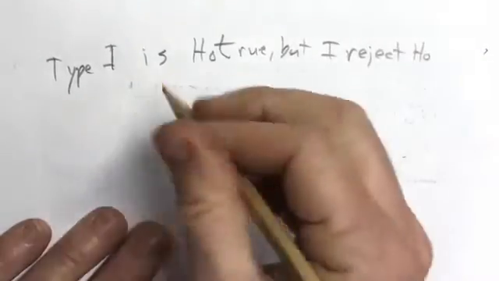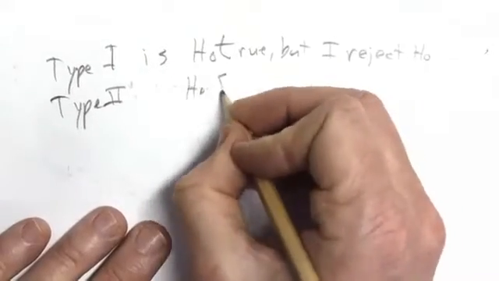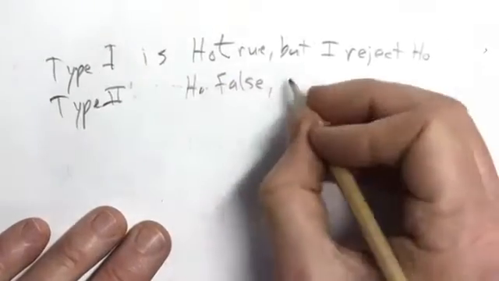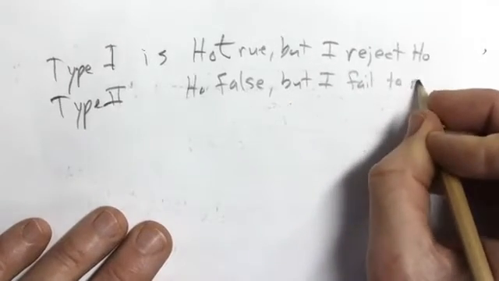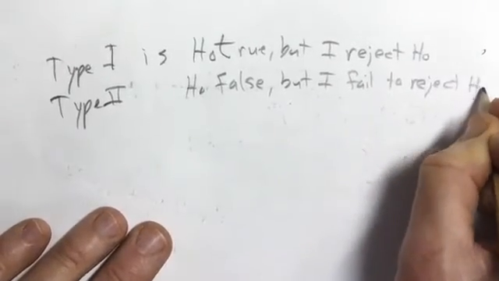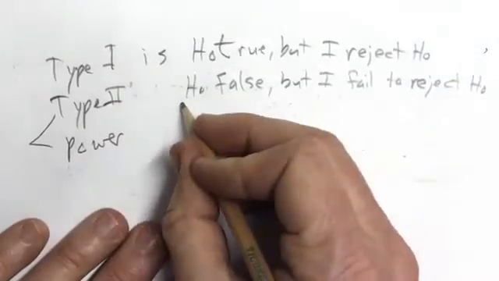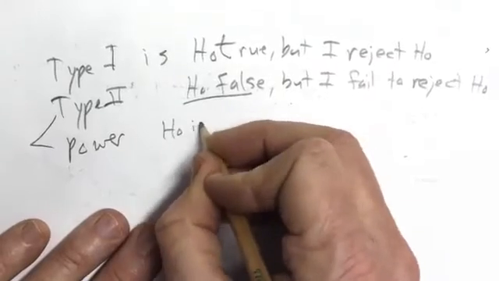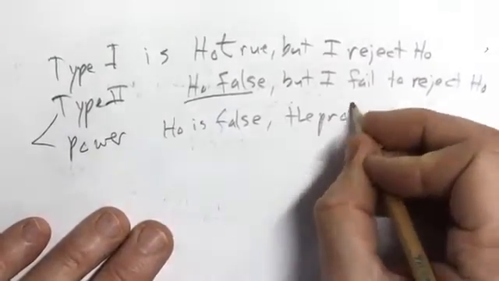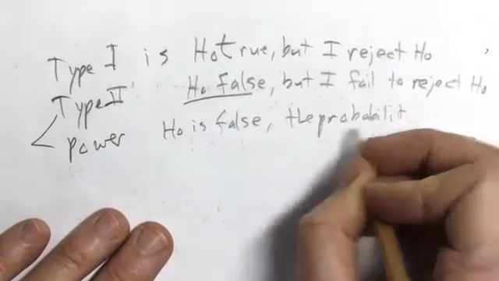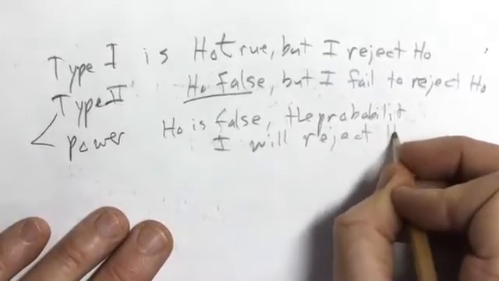And so type 2 error is when the null is false. It's the opposite of that. The null is false, and it's an error, so I failed to reject the null. And then power goes along with type 2 error. Power is a type 2 situation. The null is false. Power is the probability I will reject the null. I'll do the right thing and I'll reject the null.